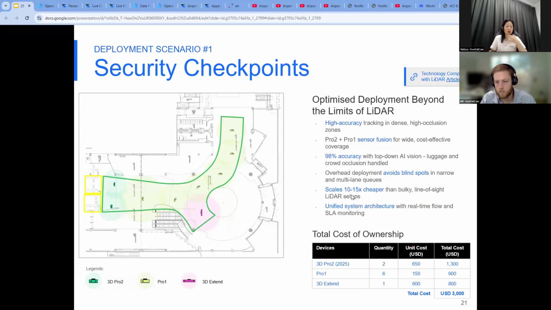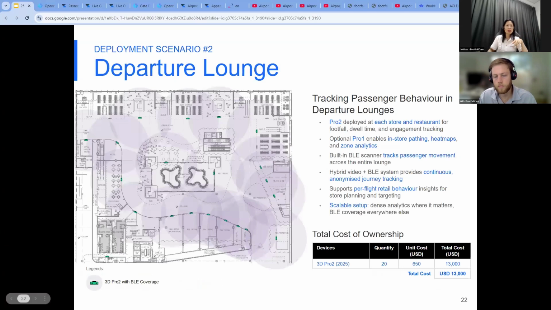So this is more than a counter, it's a ground truth driven tracking system. And we encourage decision makers to benchmark this against other video analytics or LiDAR systems to see the differences for themselves. The second deployment scenario is at the departure lounge.